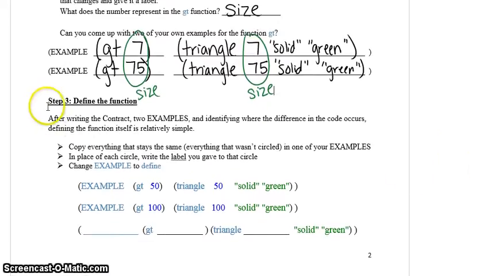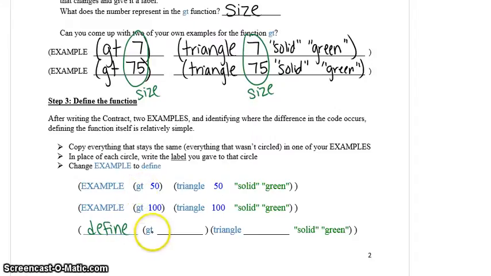So when we define the function, after writing the contract and 2 examples, and after you identify where the difference in the code occurs, defining the function itself is relatively simple. 3 important things. Copy everything that stays the same, so everything that wasn't circled, in one of your examples. In place of each circle, write the label you gave to that circle and change the word example to define. Now the editor or the design recipe that we're going to be using within the editor already has the words example and define there. So the word example shows up in the examples, but the word define shows up in the definition.